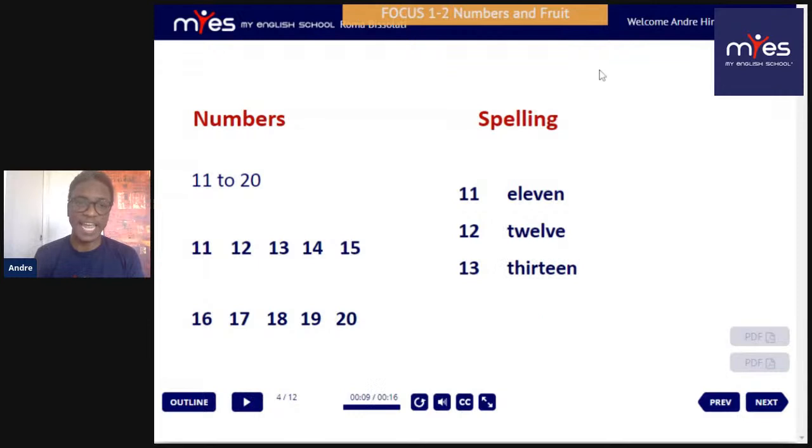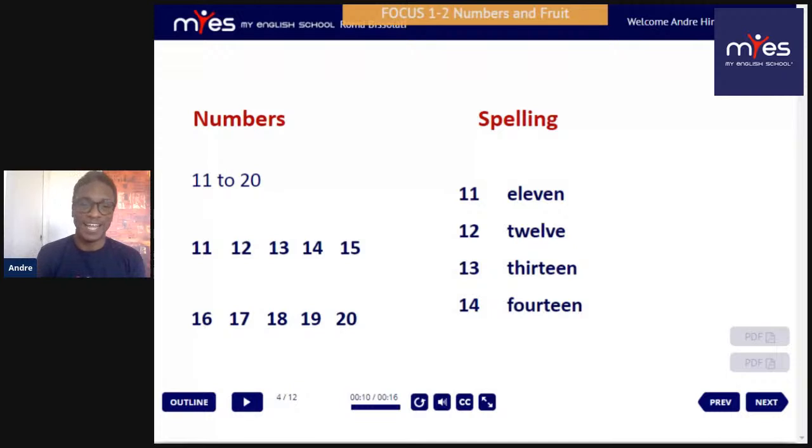13. T-H-I-R-T-E-E-N. 13. T-H-I-R-T-E-E-N. 13. So remember, with the TH, we have to put our tongue between our teeth. 13. Next, you've got 14. F-O-U-R-T-E-E-N. 14. Thanks, Larissa.